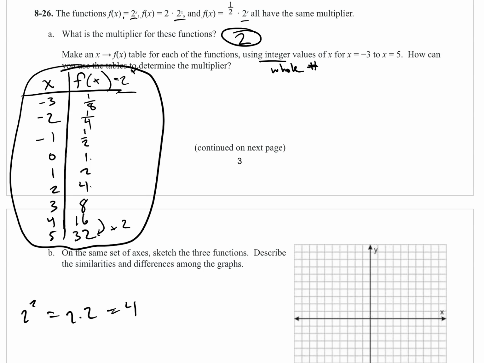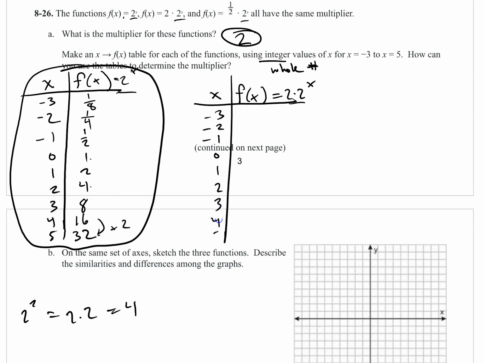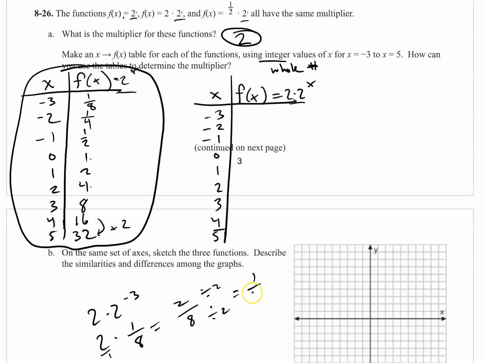Alright. For the next one, same deal, make a table. Alright, so if I plug in something like negative 3 to this one, I get 2 times 2 to the power negative 3. Well, 2 to the power negative 3, we found that out in the last one, so this is just 2 times 1 over 8. Multiplying straight across, we get 2 over 8, and if you divide the top and bottom by 2, that's a fourth.